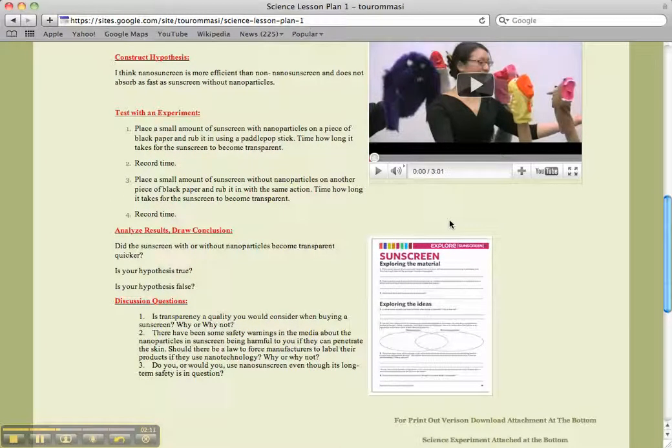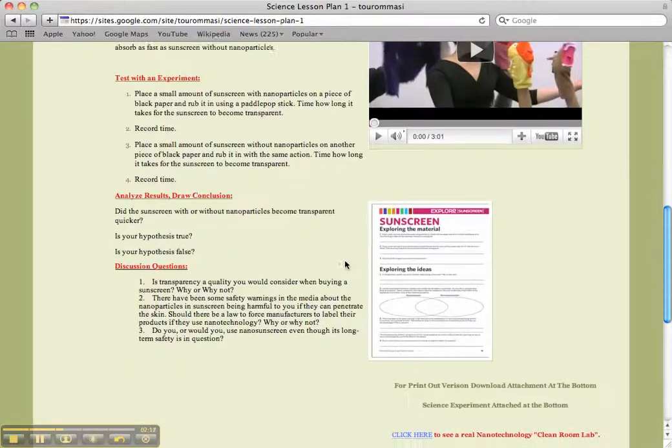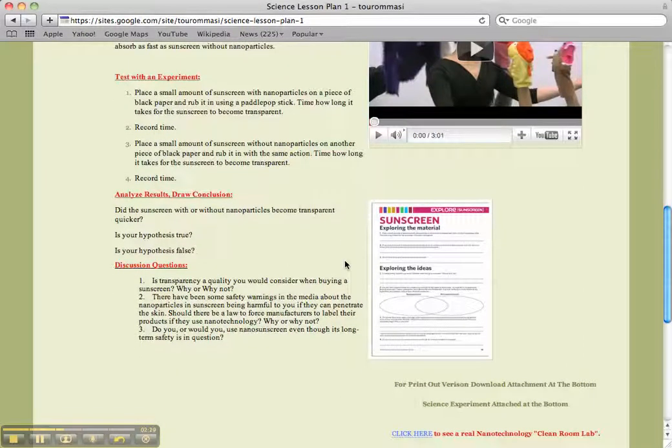Then I want students to analyze the results and draw a conclusion. Did the sunscreen with or without nanoparticles become transparent quicker? Students will see that the sunscreen without nanoparticles becomes transparent quicker because the particles are very small and it's easier for them to be absorbed quicker.